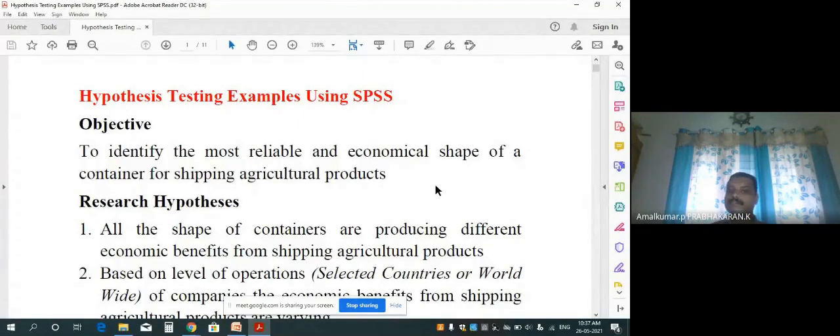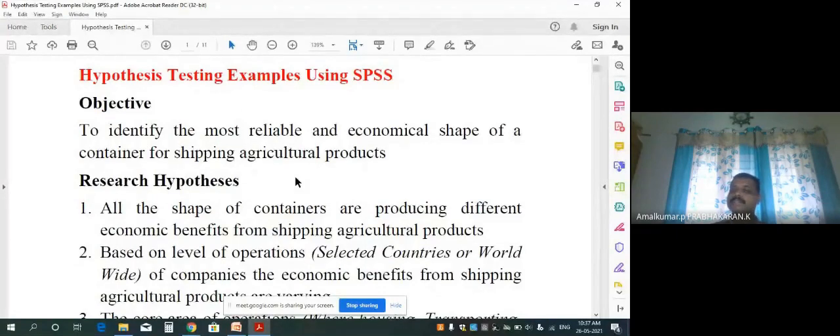Based on the objectives, the researcher developed some research hypotheses. First, the researcher developed some research hypotheses. So the research hypotheses are developed by the researcher.